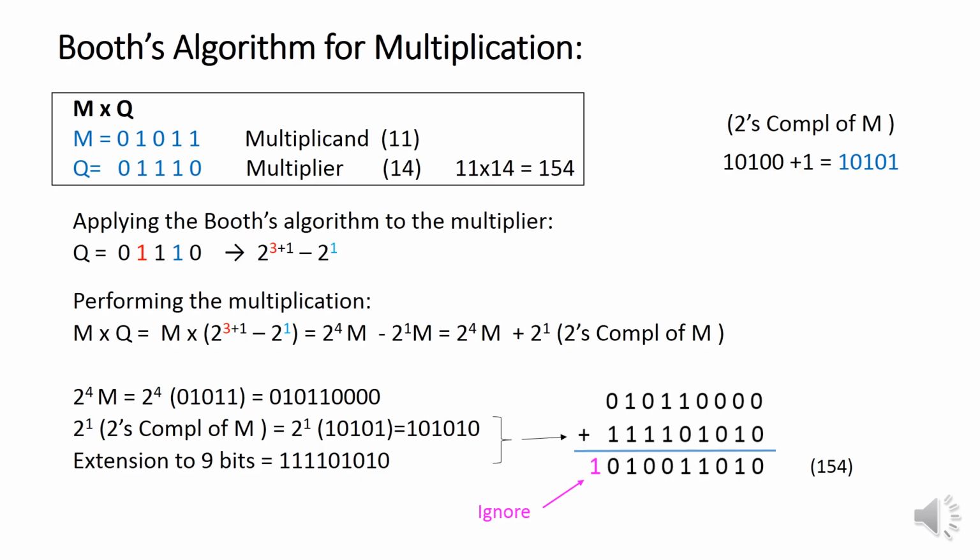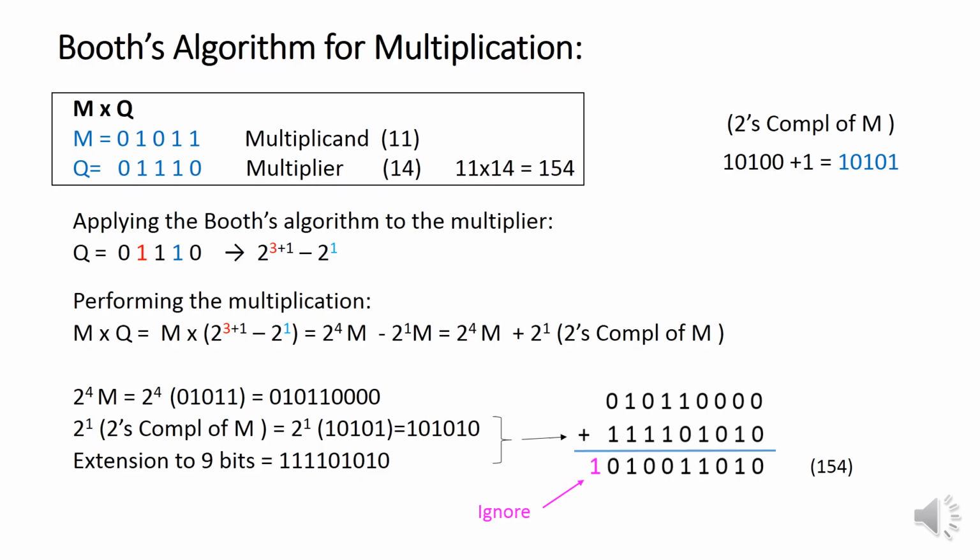Now, let's calculate each term. 2 to the power 4 means we shift 4 times, so we add 4 zeros. For 2 to the power 1 2's complement, we find the 2's complement and we shift 1 time, so we add 1 zero. This is the 2's complement, and we add 1 zero.